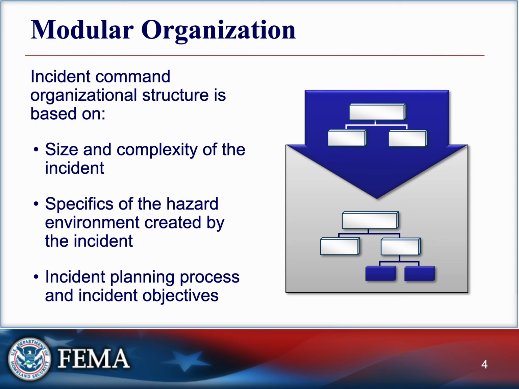Modular organization is first. ICS is modular, meaning it's built in blocks that can be added or removed as needed. For example, a 2-person brush fire might only need an IC, just one. But a major train derailment might activate all 5 sections and dozens of units at the same time. The structure is always based on a few things, but most importantly, size of the incident, hazards involved, and the objectives of the response.